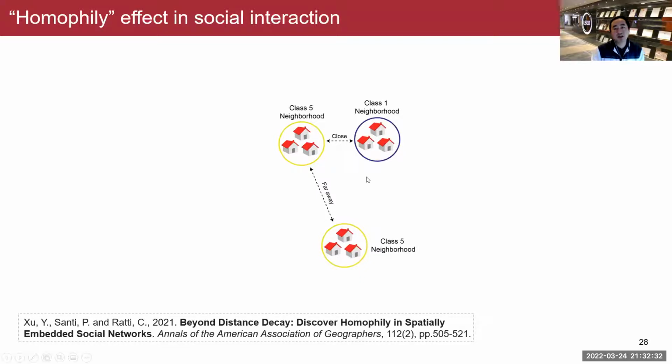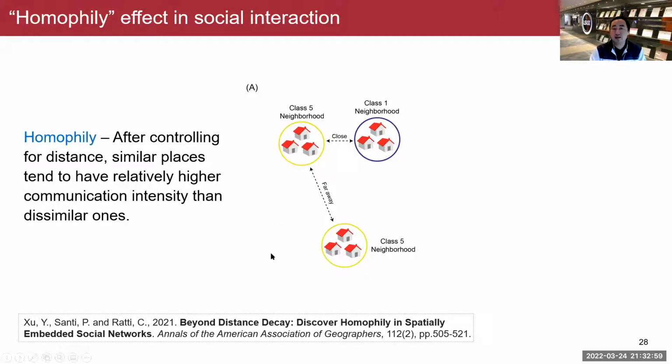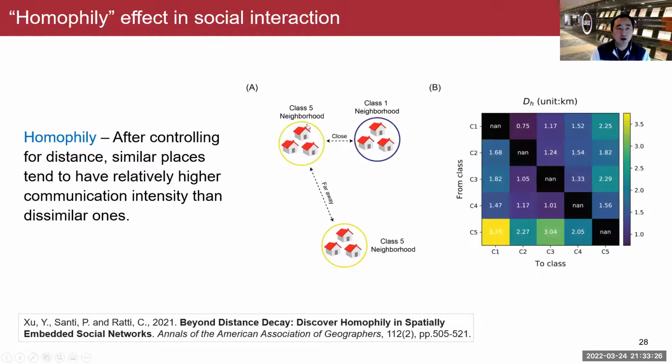So, for example, think about this scenario. In the city, we have two rich neighborhoods, which we call class 5 neighborhoods, and also one poor neighborhood. If they are equally far away from each other, for example, 2 kilometers away from each other, we want to see whether they have similar communication frequency over their phones. By doing this analysis, it turns out that when you control the distance, similar neighborhoods tend to have much higher communication intensity than dissimilar ones. This confirms a homophily effect, which is a classic theory in social science. Basically, similar people tend to have higher interactions with each other.